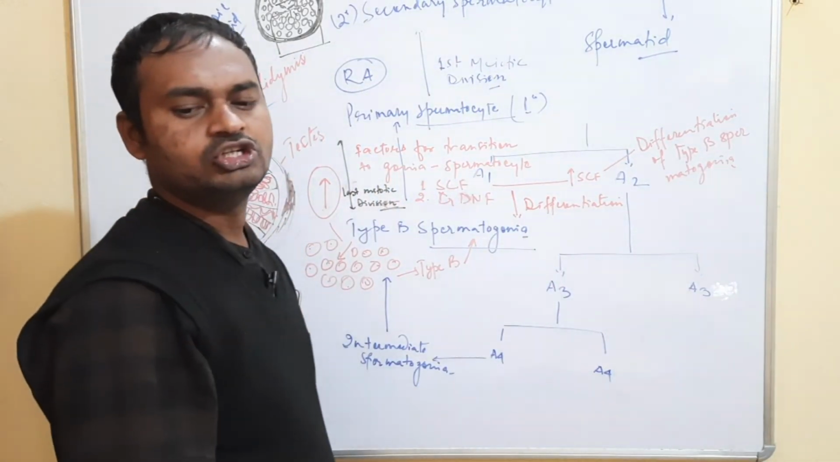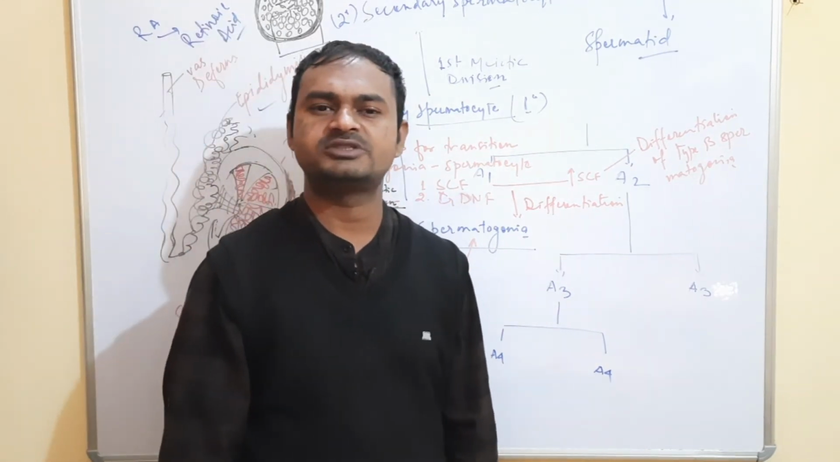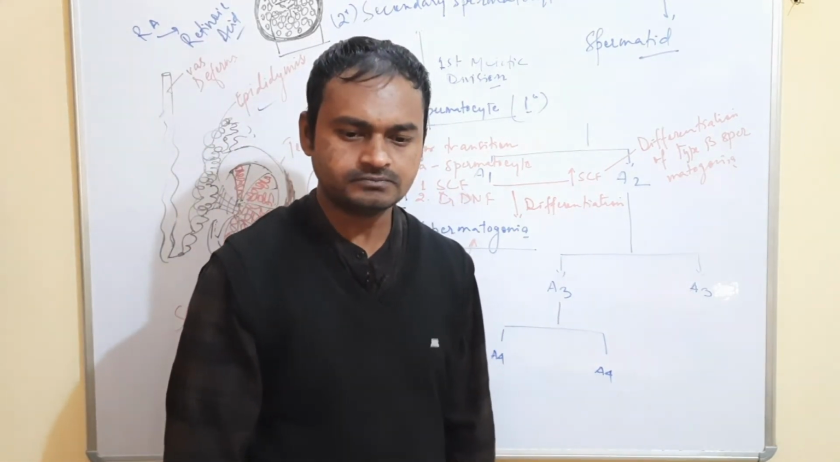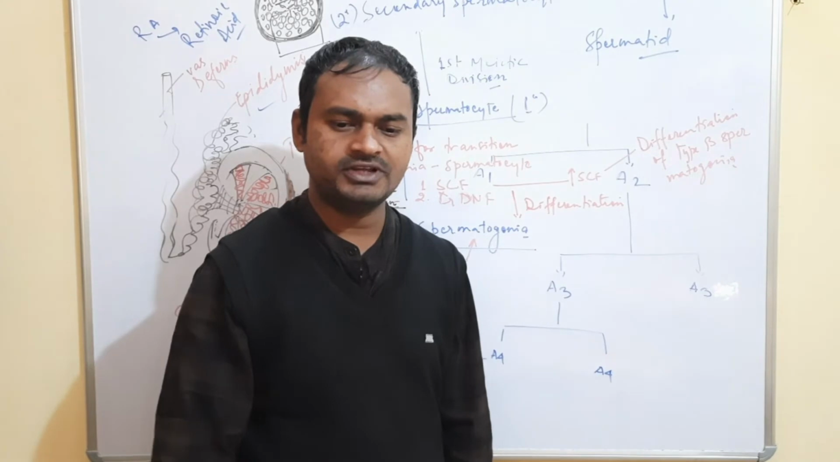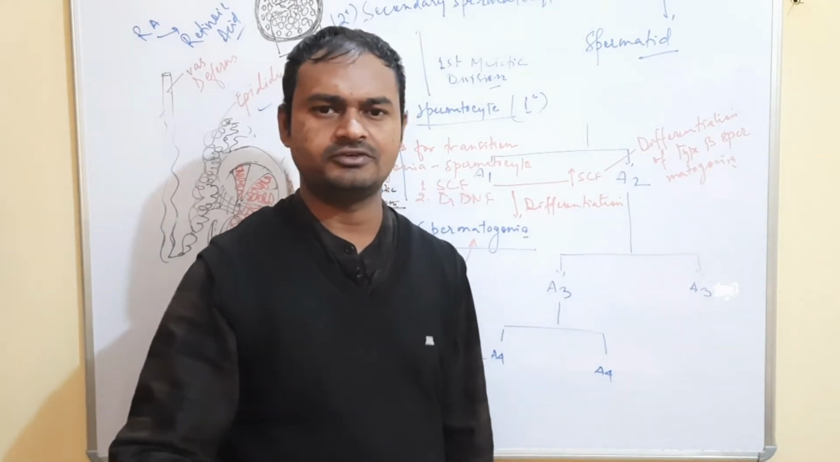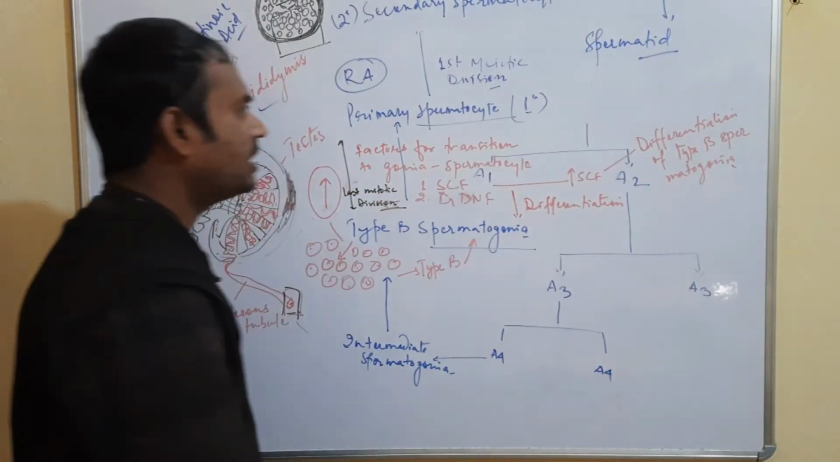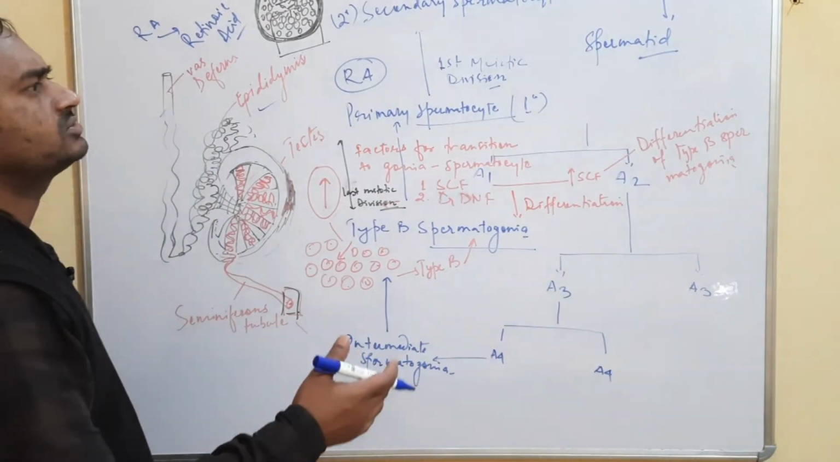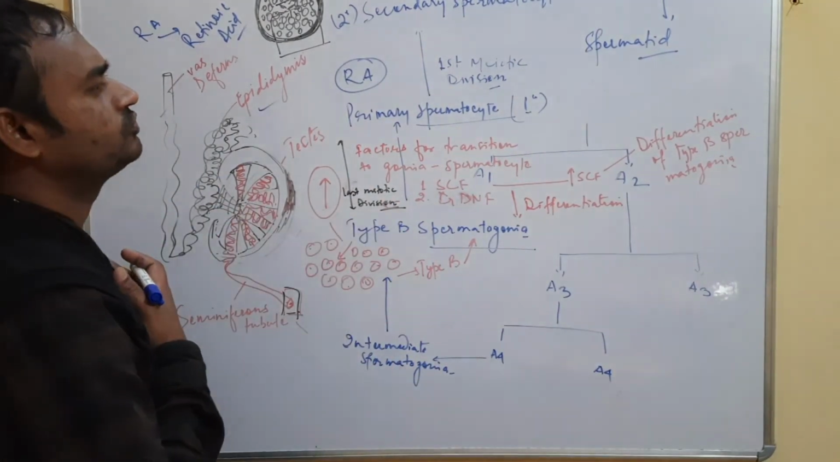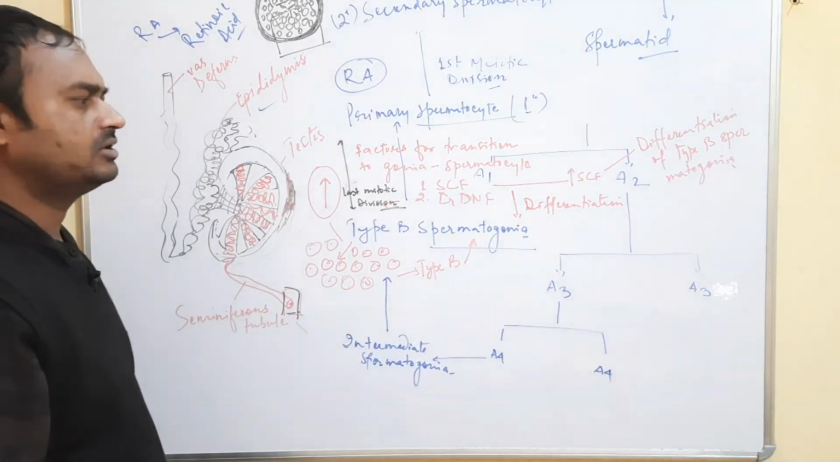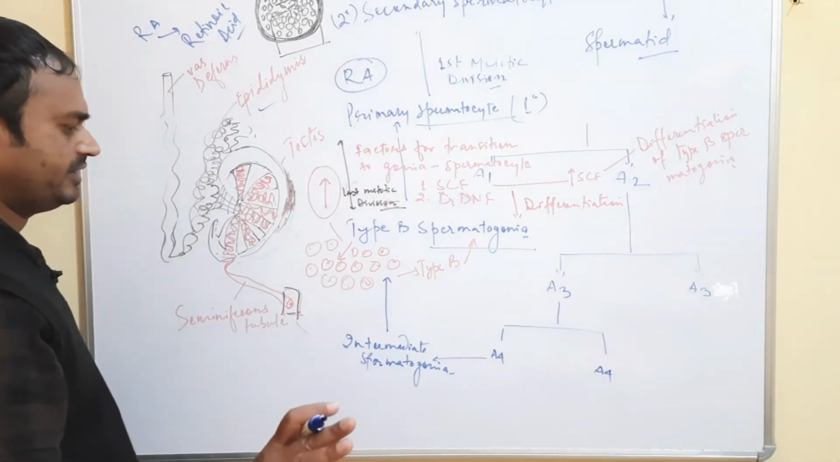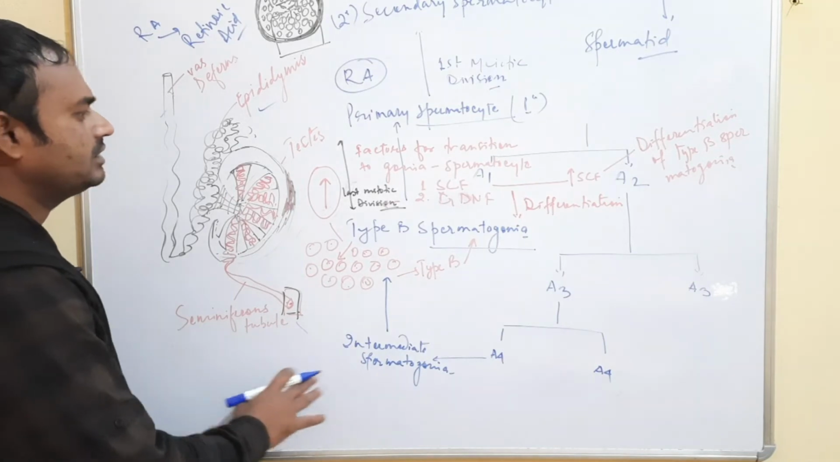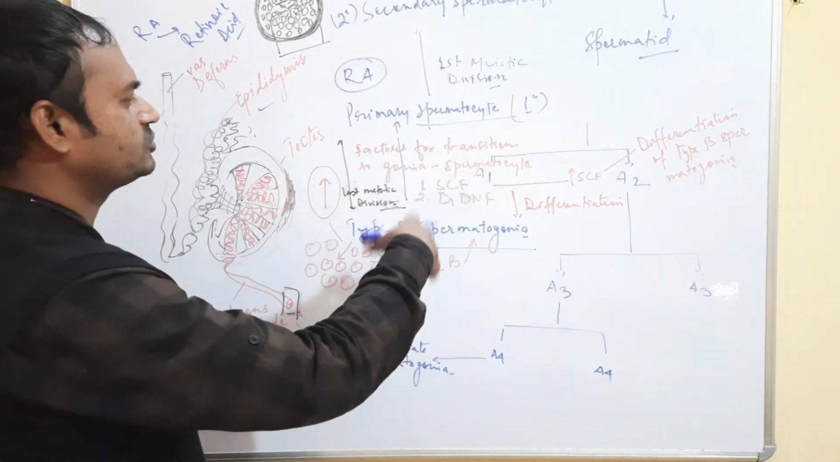And this will lead to the formation of the spermatid. Till now we don't have any confusion over here. Now this spermatid undergoes the second meiotic division to form the spermatids. Right now we don't have any confusion regarding all this flow chart.